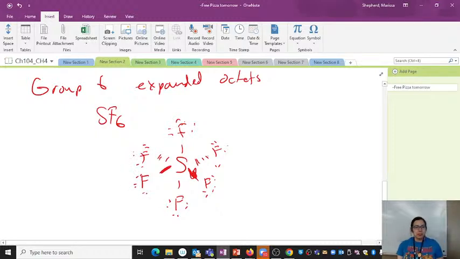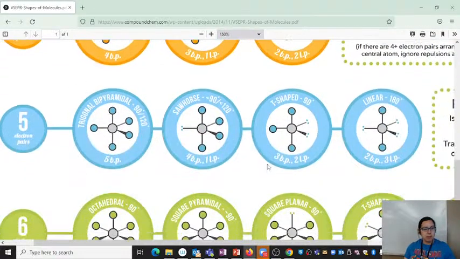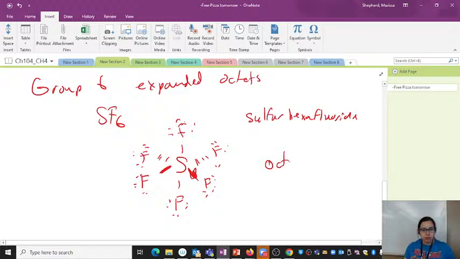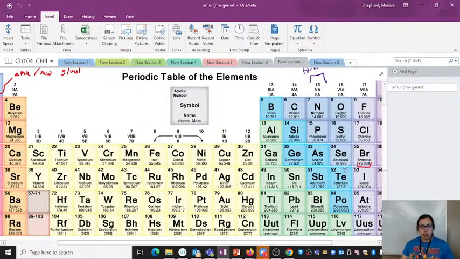So there's our SF6 model here. Sulfur hexafluoride, exactly. Don't forget all your electrons on there. Then we can go figure out its shape. Now it has 6 electron pairs, so this is a fairly classic octahedral example. Selenium and tellurium, again, can do expanded octets.